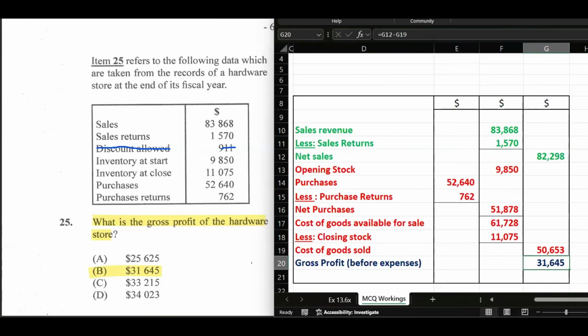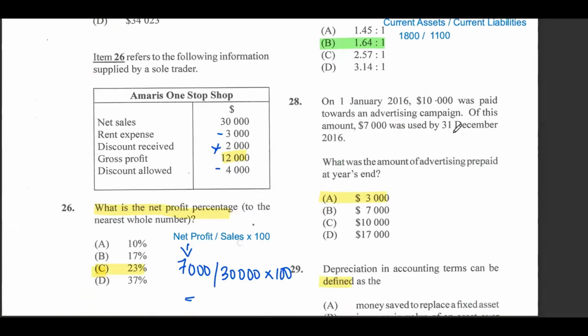There we go, guys. Awesome job. As I said, this is probably the longest calculation, but once you guys knew your workings and your format, you should be fine. Great. Time for us to move on to question 26.